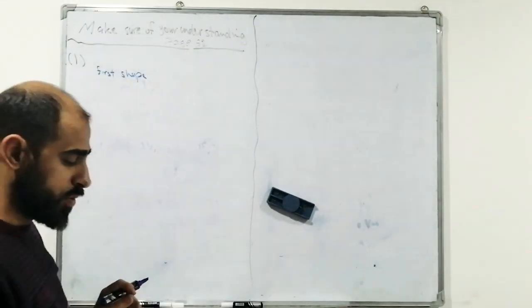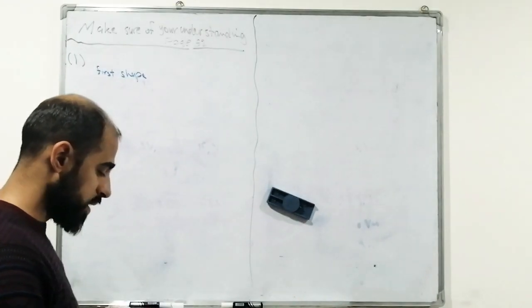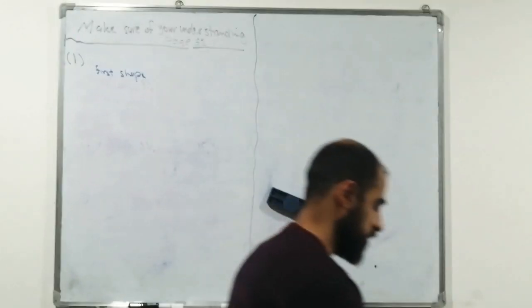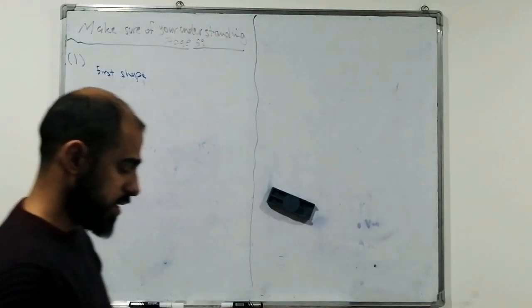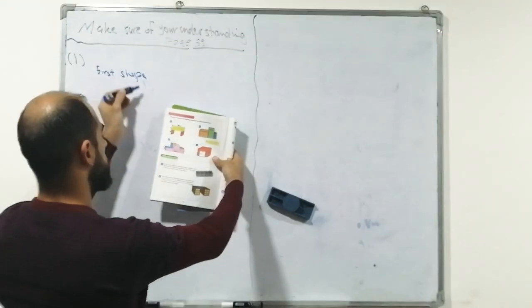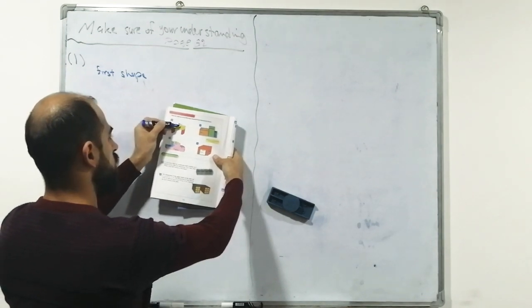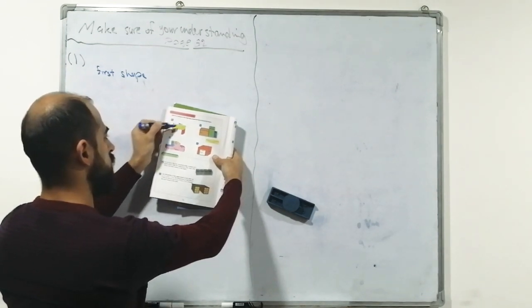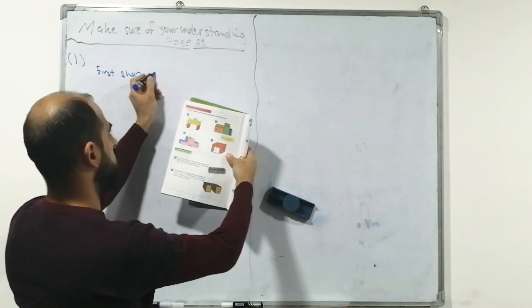In question number 1, we have a compound shape which we can divide into three shapes. This is question number 1. So we will divide it into three shapes: this one and this one and this one. The first shape is a parallel pipe.